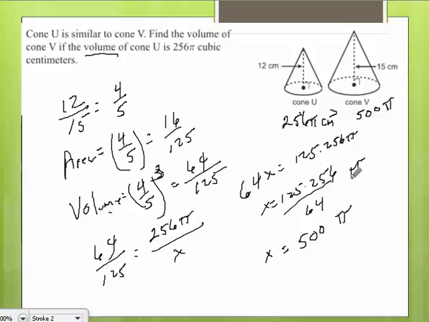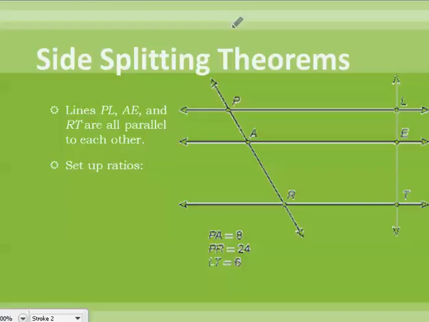Okay? I want you to notice, if I use the 4 over 5 and multiply it times 256, I don't get 500. So you can't just do that. Okay? You've got to do these squaring and cubing to make certain you know how to find the scale factor, the area factor, and the volume factor. That's how you do those type of problems. Okay? Now, a quick little review.